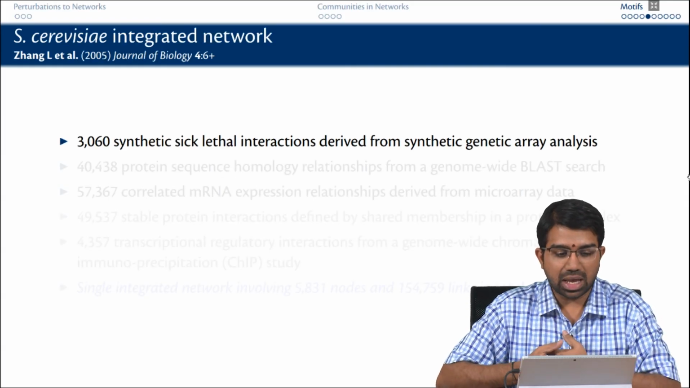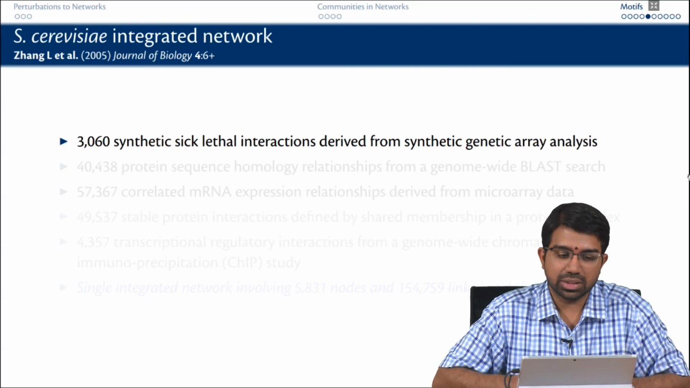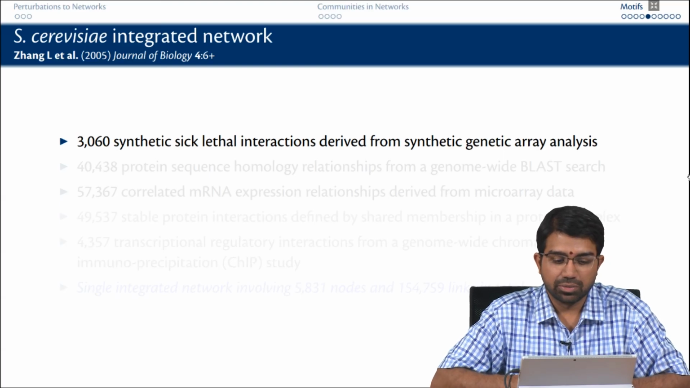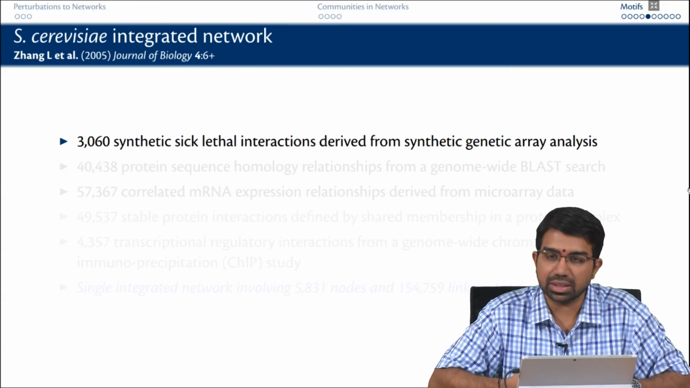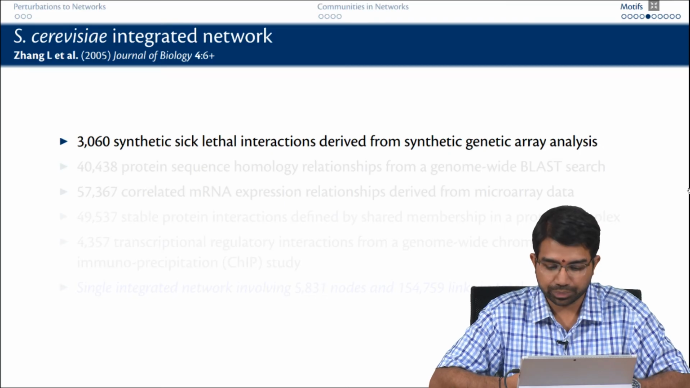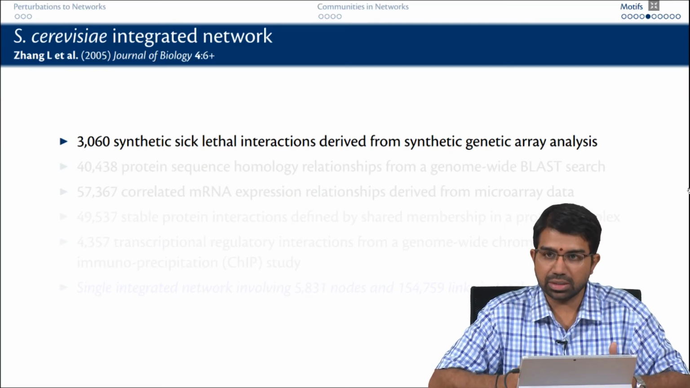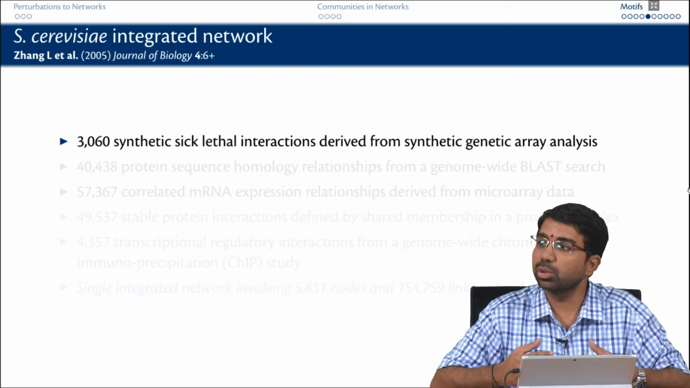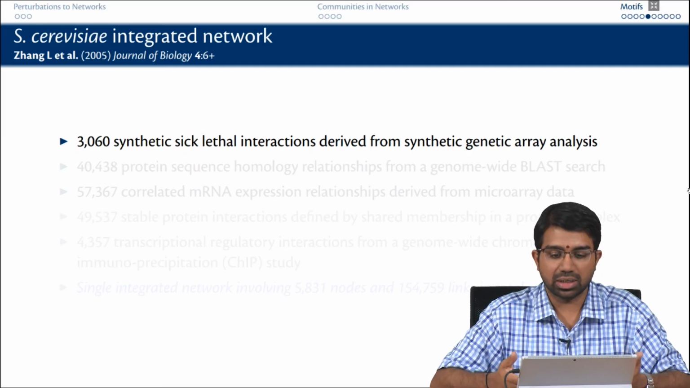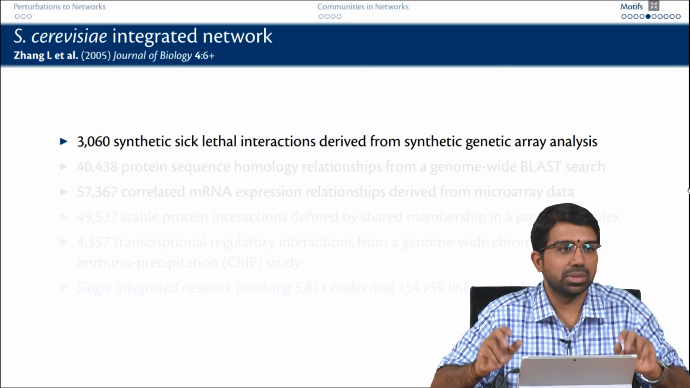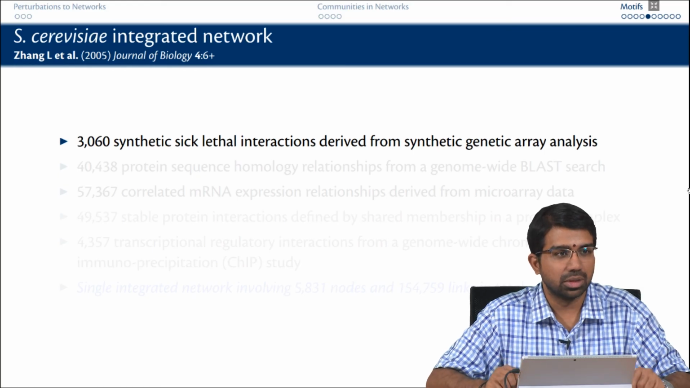Right? So Zhang and co-workers studied the East integrated network which contained several different interactions. So first was synthetic sick lethal interactions derived from a synthetic genetic array. So essentially this contains interactions between genes that when together deleted cause the organism to die, or at least cause it to fall sick, meaning grow slow or have some visible phenotypic damage.